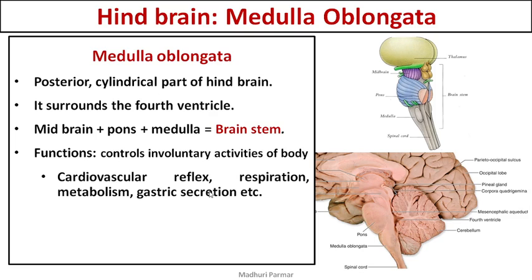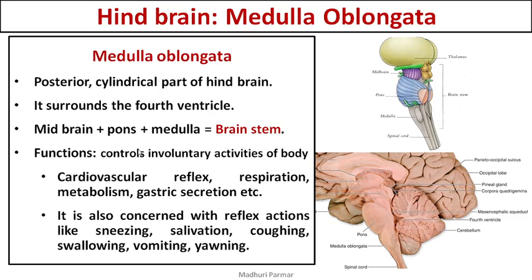Right, so cardiovascular reflex, that is beating of your heart, then respiration, metabolism, gastric secretion, कभी तुम्हारे पेट में से HCl secrete होना चाहिए, कभी pepsinogen secrete होना चाहिए. All of this can also be controlled by your medulla oblongata. So this is its function, okay? All of these involuntary activities, तुम अपने हिसाब से नहीं decide कर पाते, इस प्रकार की activities जो है, that is all controlled by your medulla oblongata.